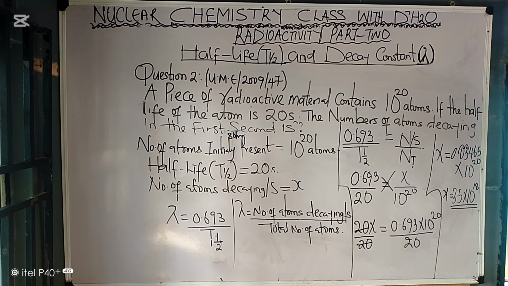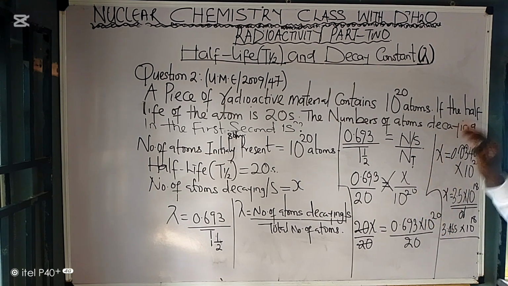Or you can simply say, if you move your point 1, 2, you have 3.465 without any approximation. Then these 2 zeros, which is 2, you remove it from the power, times 10 raised to the power of 18. This is the number of atoms decaying per second.